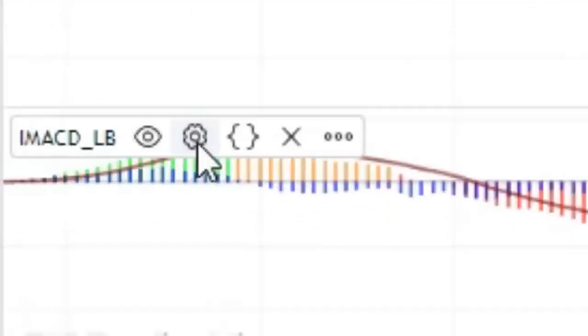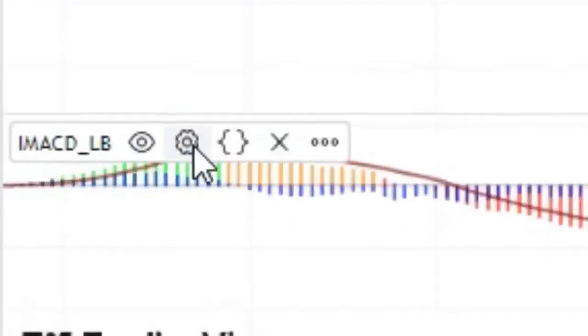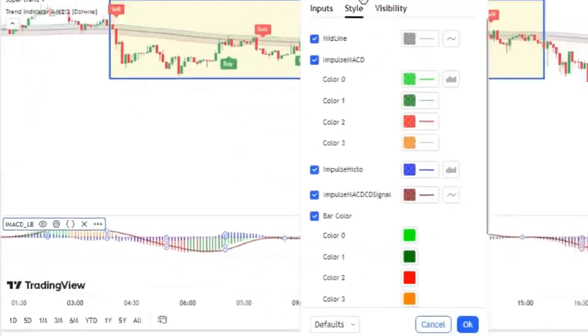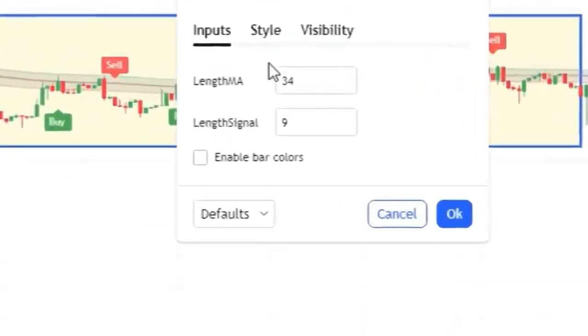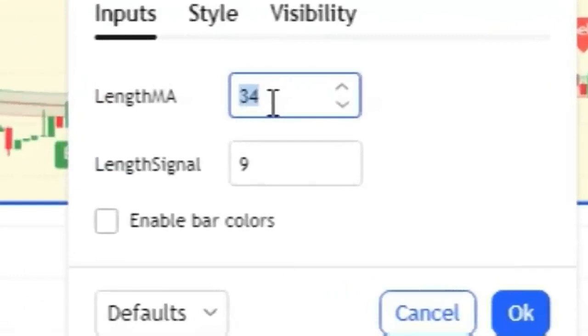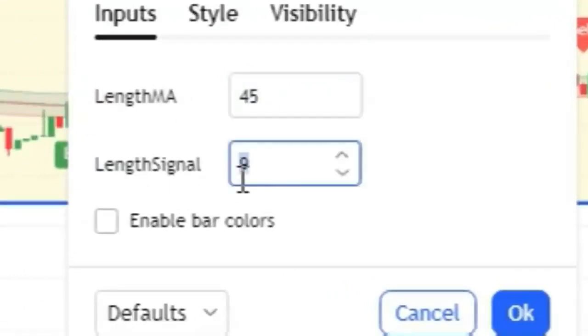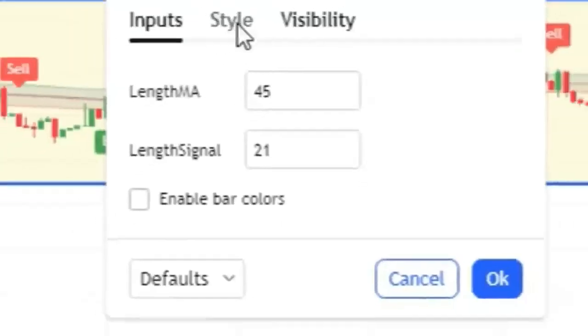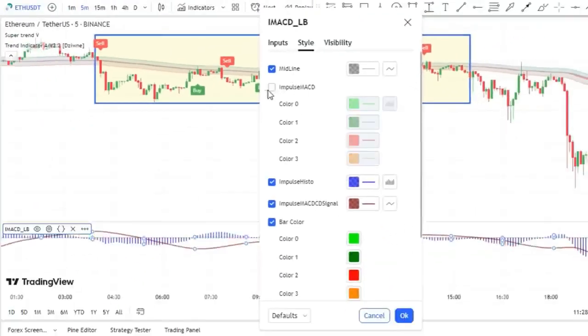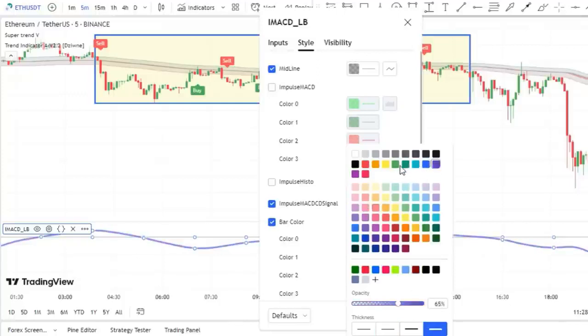Now we need to change the settings of this indicator. So set the length MA to 45. And then change the length signal to 21. Then head over to the style section and disable all options except for middle line and impulse MACD signal.